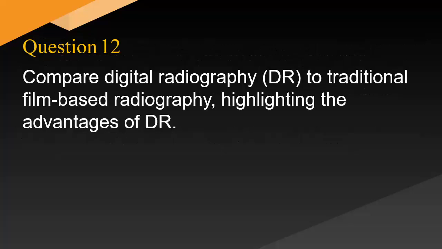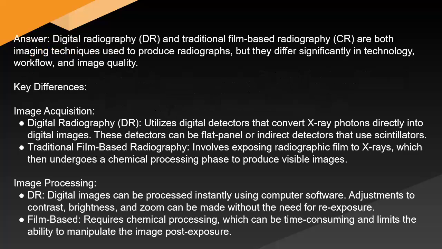Compare digital radiography (DR) to traditional film-based radiography, highlighting the advantages of DR. Answer: digital radiography DR and traditional film-based radiography CR are both imaging techniques used to produce radiographs, but they differ significantly in technology, workflow, and image quality. Key differences: image acquisition. DR utilizes digital detectors that convert X-ray photons directly into digital images. These detectors can be flat panel or indirect detectors that use scintillators.